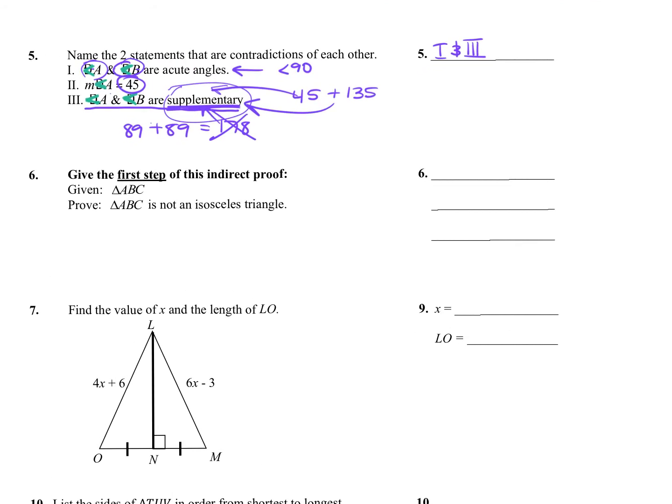Okay, look at number 6. The first step of this proof. What do you have to do on every first step? 2 things. Assume, okay? So assume what? Which is? Right, so right now it says prove ABC is not an isosceles triangle. So you're going to say assume triangle ABC is an isosceles triangle. Okay, so you just assume the opposite. Make sure when you're assuming the opposite that you are covering every other option possible.